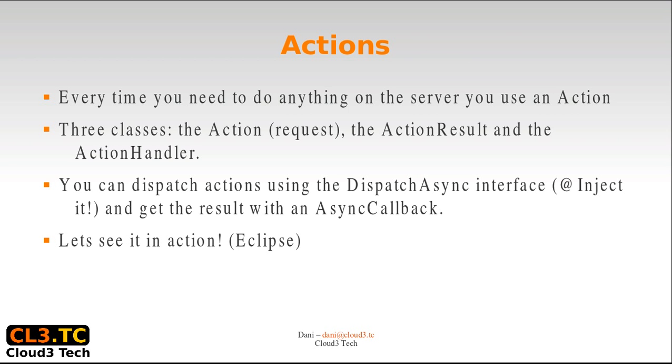For every action you have to implement three classes: the action itself, which is the request class; the action result, which is the class that will return to you from the request; and the action handler that runs on the server, processing the action and generating the action result. To dispatch actions, you will use the DispatchAsync interface. You inject it and you got it. And to get the result, we use an AsyncCallback. So, let's see actions in action.